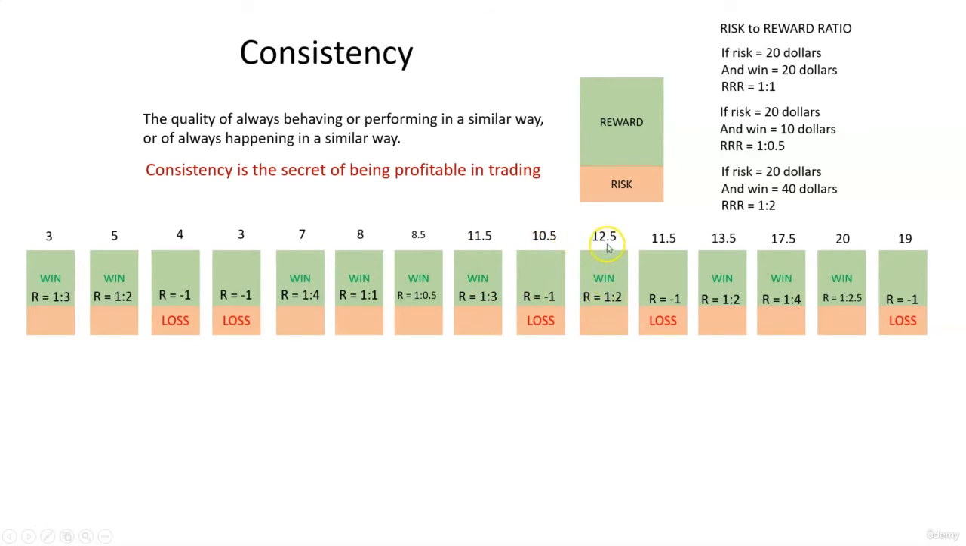You make 2 Rs, 12.5. You take another loss, 11.5. You make 2 Rs, 13.5. You make 4 Rs, 17.5. Then you make 2.5 Rs. So that's 20. And you have another loss. So after 15 trades, you are in profit 19 Rs. If you risk $100 per trade, because this is your risk management, that means you made $1,900 on that asset with those trades. You made that money from nothing.